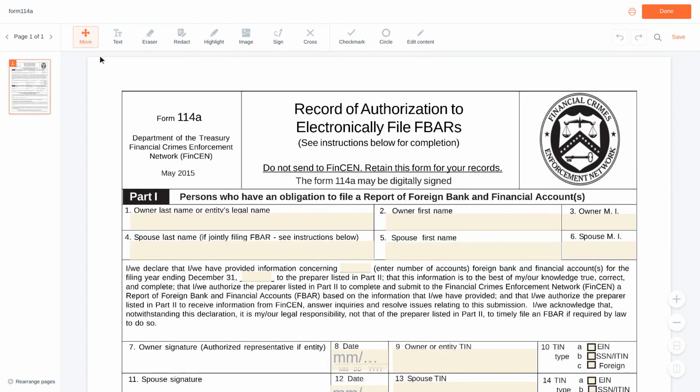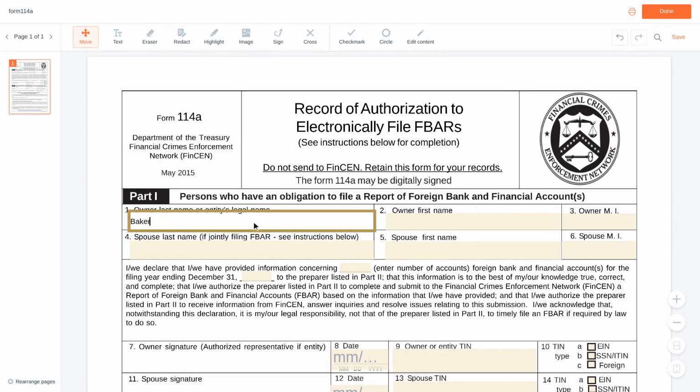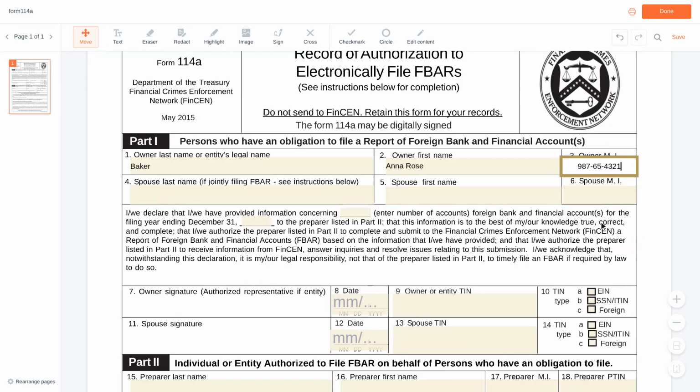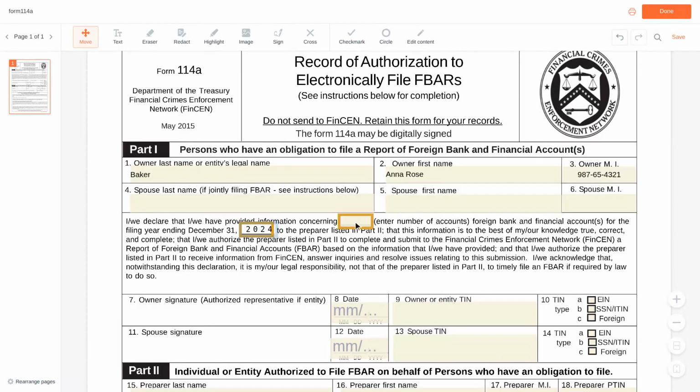Part 1 captures the account owner's information: last name, first name, and taxpayer identification number. If there are multiple account owners authorizing the same filer, you can list additional owners. Enter the calendar year the authorization covers.